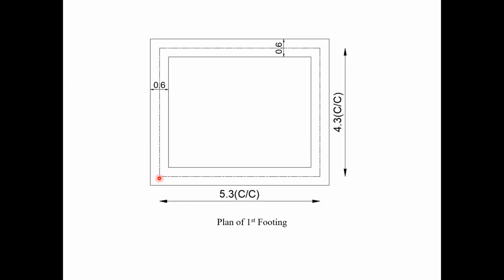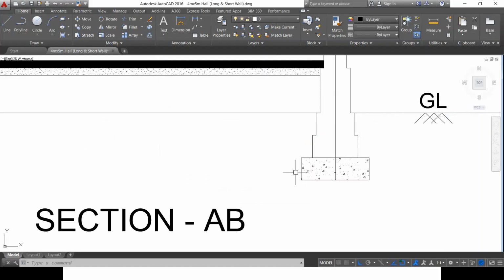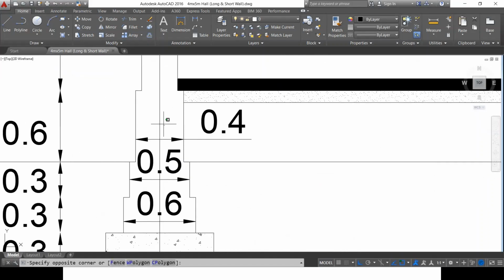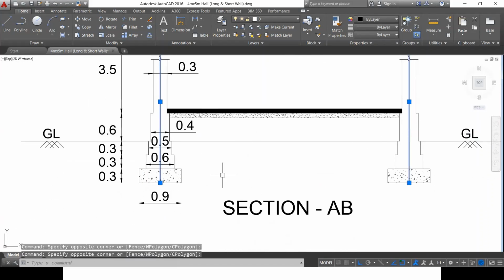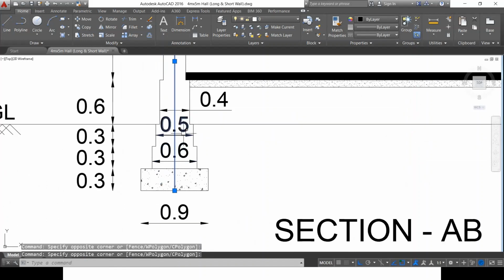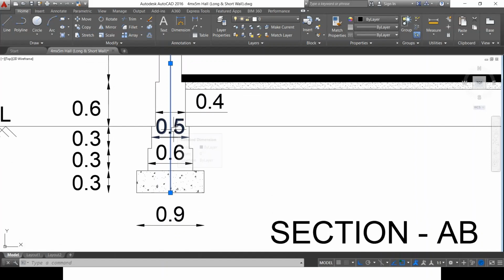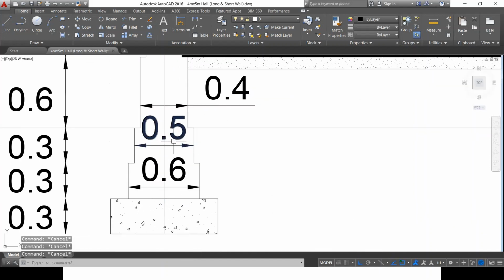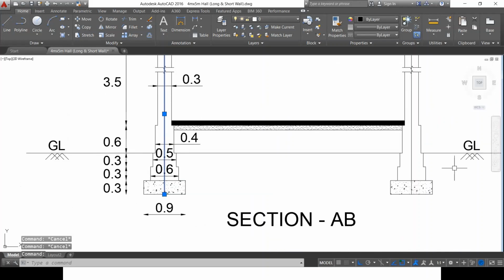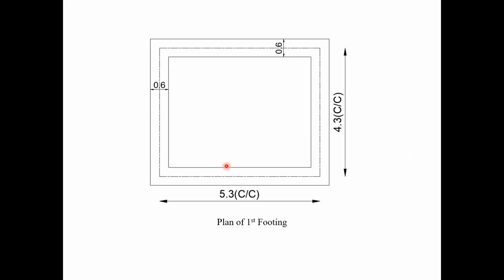So the center to center distance remains the same, because I'll go back here. This is the center line and this is the center line, and it is the same for first footing, second footing, and also for plinth and also for the superstructure brick masonry. Now the distance between this center line and this center line is again the same, 5.3 meters. So I've drawn the same center line of 5.3 meters length, and I've retained the center line length.